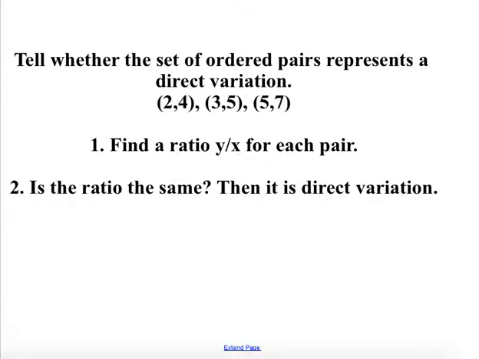Okay, for this one, let's see if the ratio is the same. We have 4 divided by 2, 5 divided by 3, and 7 divided by 5. Unfortunately, those are not the same ratio, so no, this is not direct variation.